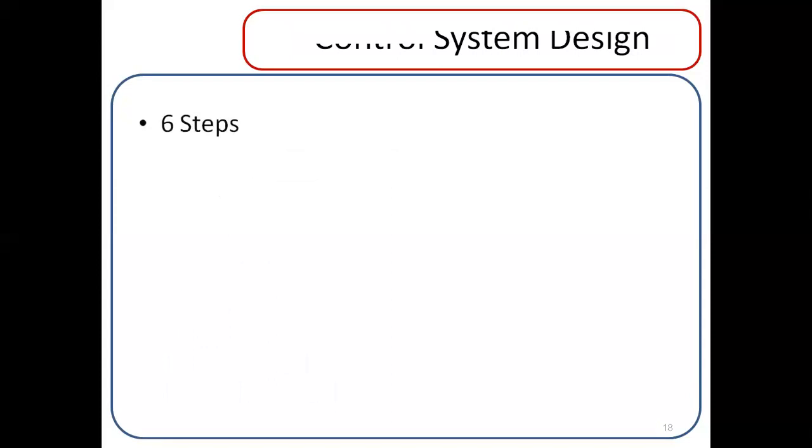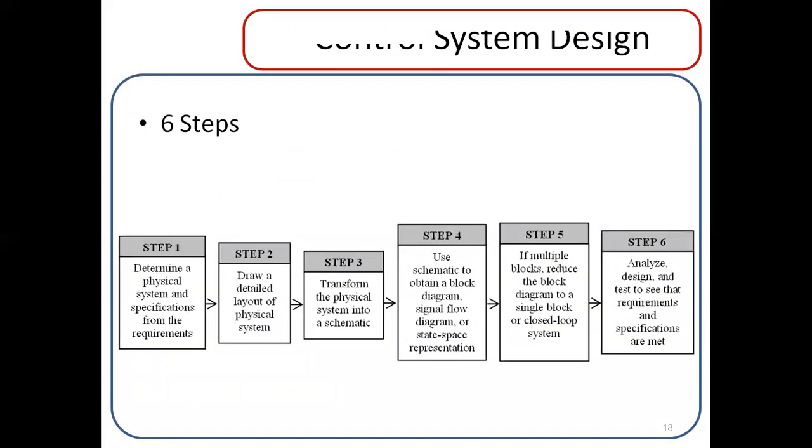And there are design steps for a control system. Basically there are six different steps. The first one is determination of the physical system and specifications from the requirements. So the standard requirements will be monitored here and taken into force, and given to the system as input considerations. Upon these input considerations, step 2 will be availed.